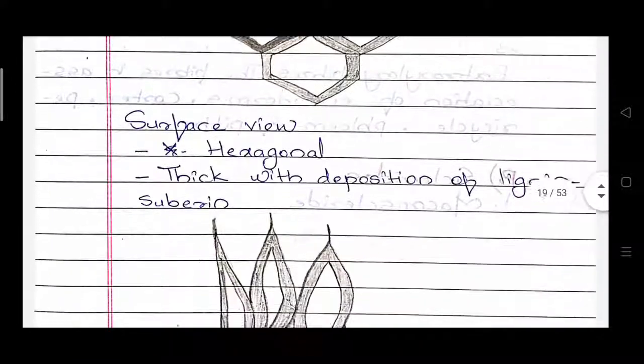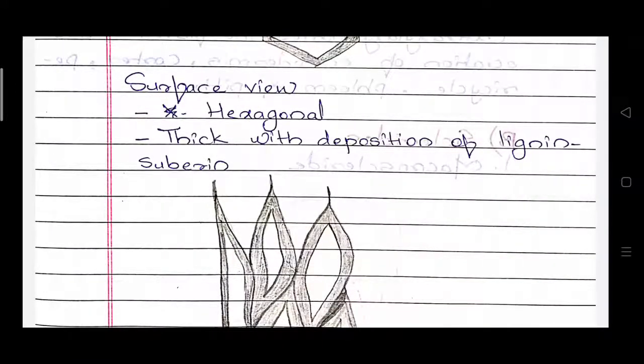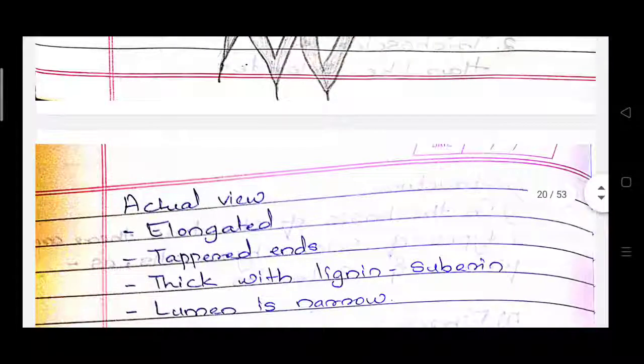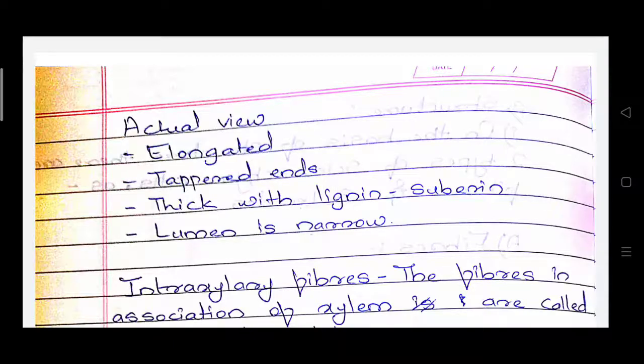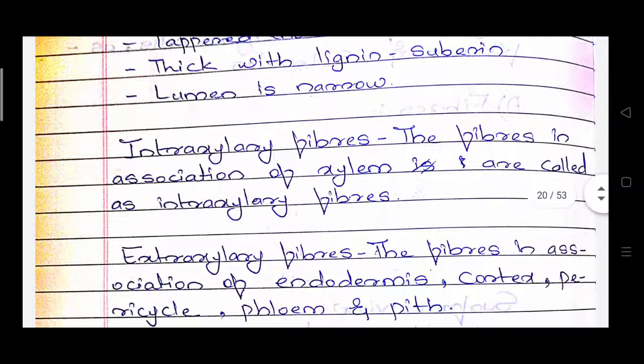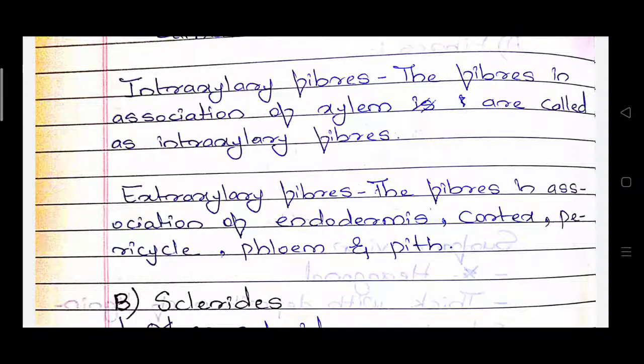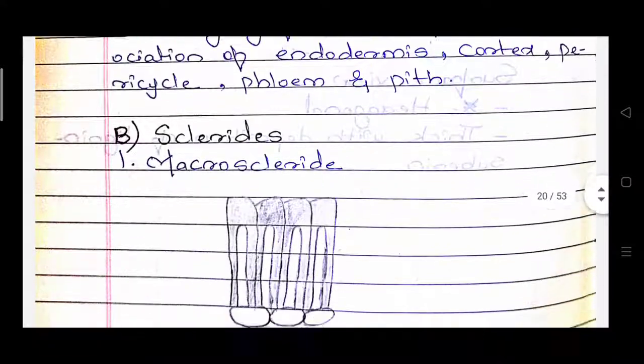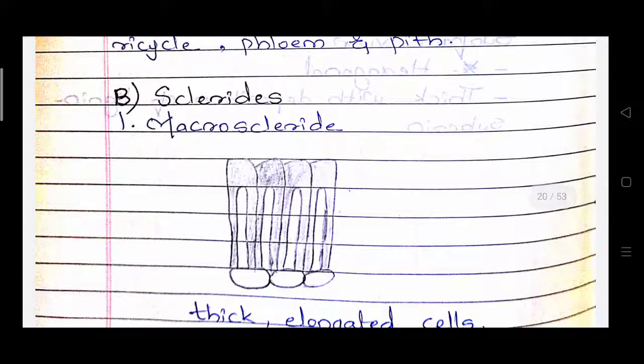This is the structure of fibers. Fibers are hexagonal and have thick depositions of lignin and suberin. They are also tapering at both ends and show a lumen; the lumen is narrow in shape. Some fibers are intraxylary and some are extraxylary. Intraxylary fibers are associated with the xylem, and extraxylary fibers are associated with other parts like endodermis, cortex, pericycle, phloem. So in short you have to mention this there.